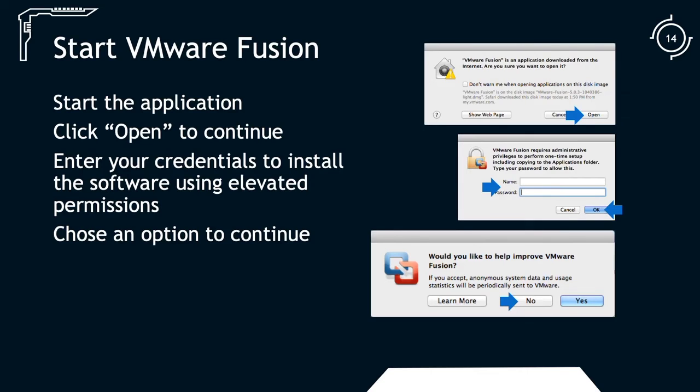We're then going to launch Fusion. You're going to probably get a prompt that says, hey, I downloaded this from the internet. Do you actually want to execute this? Click open. It's going to ask for some additional credentials here because we need additional permissions to install Fusion. And then it's going to ask, do we want to improve VMware Fusion? You can click yes or no. If you click yes, it will send information on your usage to VMware that they will use, according to what the text says, to improve Fusion. Make whatever choice that you want there.